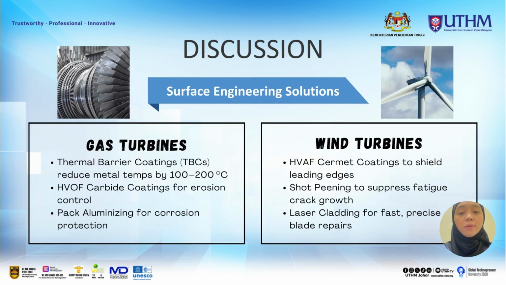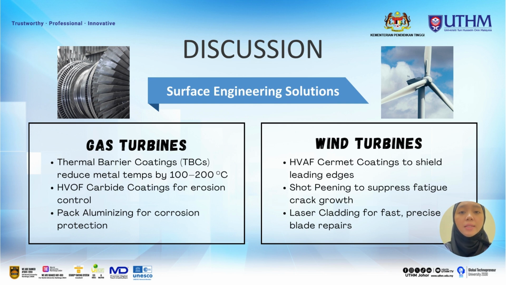To tackle this issue with surface engineering, for gas turbines, we use thermal barrier coating. This acts like insulation, lowering the temperature of blade metals by up to 200 degrees Celsius and reducing thermal fatigue. Then there's HVOF, high velocity oxygen fuel coating, hard layers that take the heat from dust or ash erosion instead of the blade itself. Pack aluminizing adds a corrosion-resistant surface that is great for high-heat zones.